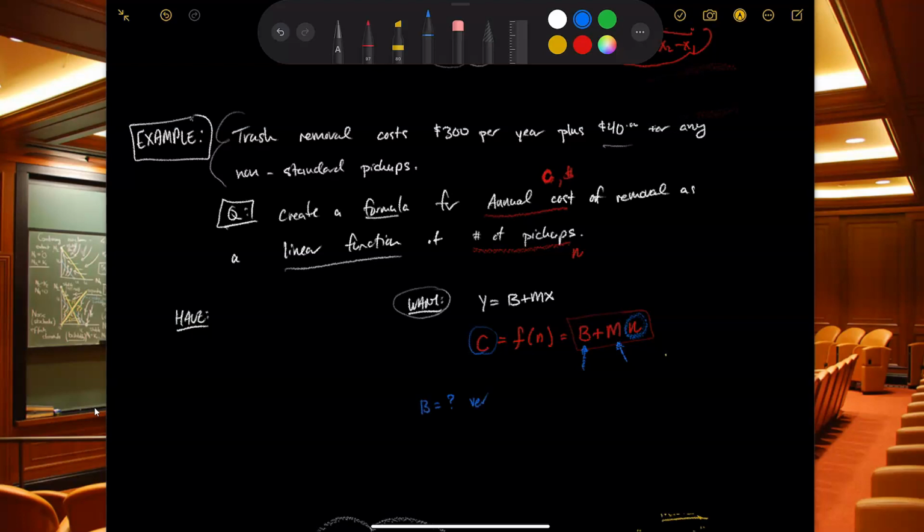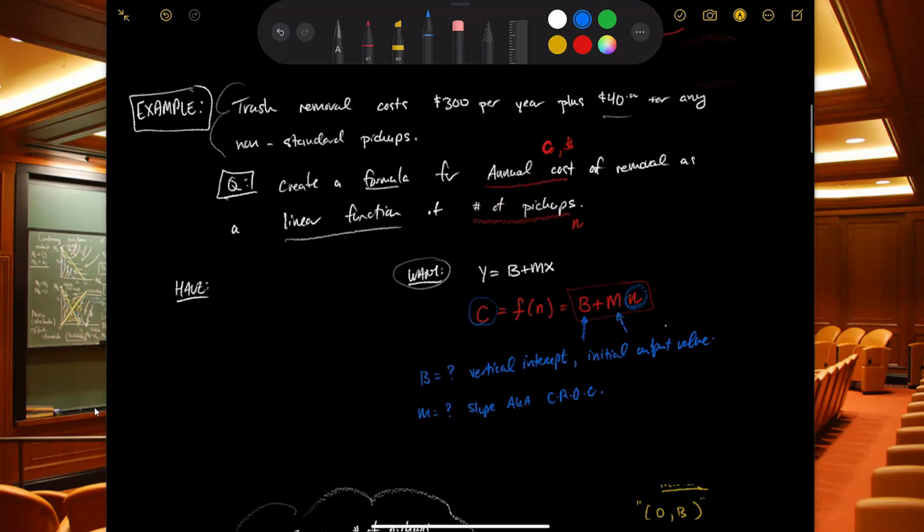Well, this is my vertical intercept. Oh my gosh, I said asymptote again. Vertical intercept, or initial value. That's usually what b means for a linear function of this form. And then m, well, this is the slope, aka the constant rate of change for the linear function. So let's see if we can go in and find these pieces of information.